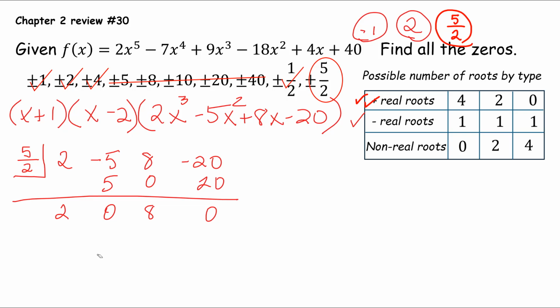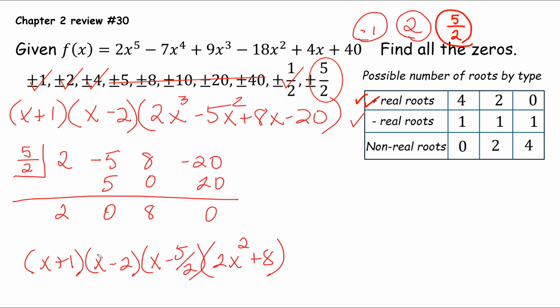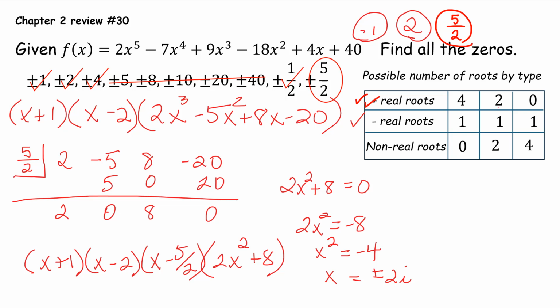So our factorization now is going to be x plus 1 times x minus 2 times x minus 5 halves, and we're left with 2x squared plus 8, and the solutions for that are easy. We just set it up. 2x squared plus 8 equals 0. Subtract 8 on both sides. Divide by 2, and then take the square root on both sides. And so we'll have plus or minus 2i, which would be 2 non-real roots. So we ended up with 2 positive real roots, 1 negative real root, and 2 non-real roots.